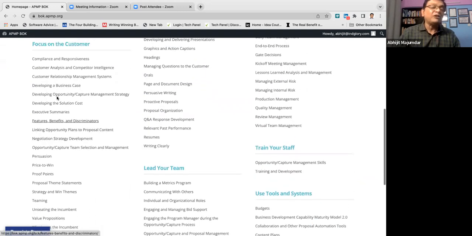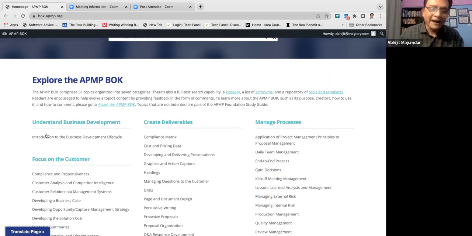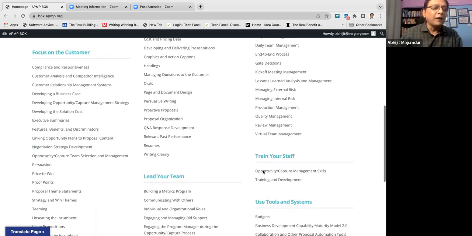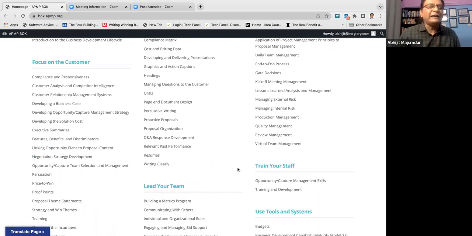Now not all the topics are related. Developing a business case, even though it is in focus on the customer, is not related to the APMP foundation goal. First, you need to know which topic is actually related, and there is no document within the APMP which says this topic is related, this is not. So if you start reading from start to end, it will definitely take you 6 months. But if you know what to read to qualify the APMP examination, it is not going to take you 6 months.